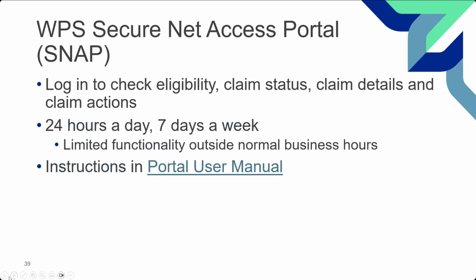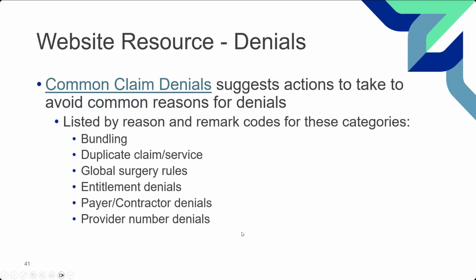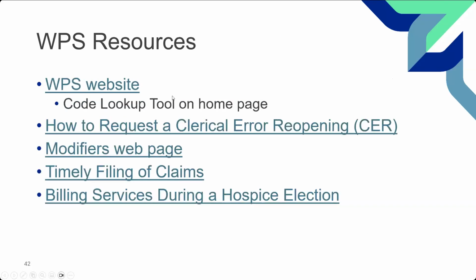So this is a great tool for claim denials that you may be receiving when you receive notice on that remit. We have resources for both rejected claims and denials, listed by reason and remark codes, on our website that say, if your remit notice has this reason code on it, this is what you need to do to fix it, or this is what you need to do to avoid the denial. We do list those reason and remark codes for denials in different categories like duplicate, bundling, and so forth, as you can see here. But I've linked to all of these on our website.